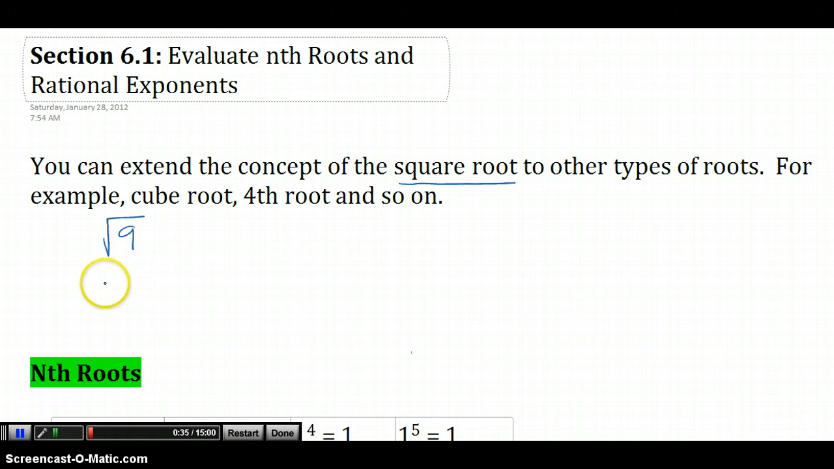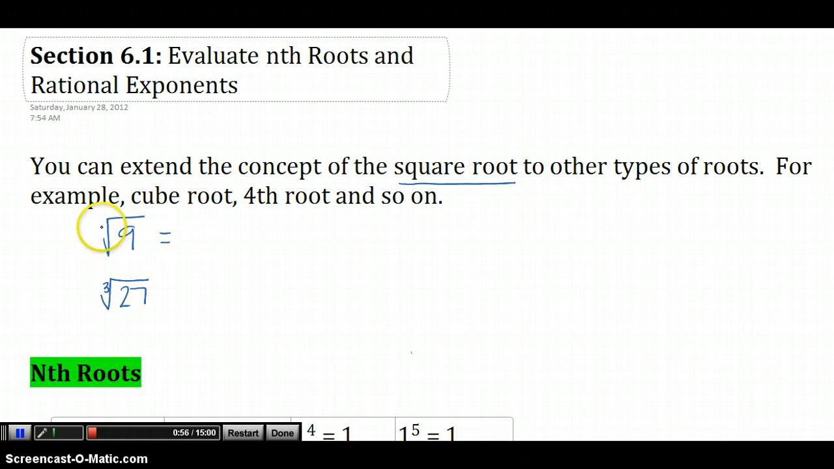So if we took the cube root of 27, we would then think what number times itself 3 times gives you 27. If we were looking at a fourth root, we think about what number times itself 4 times, and so on and so forth. We're also going to learn that you can rewrite this a different way.